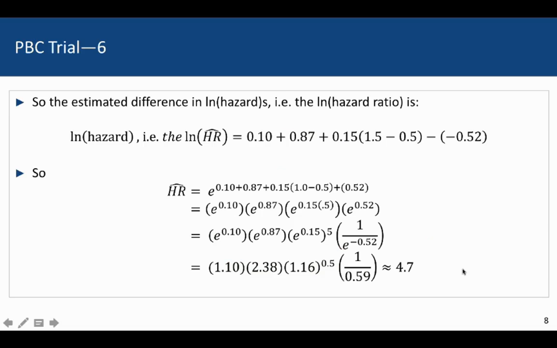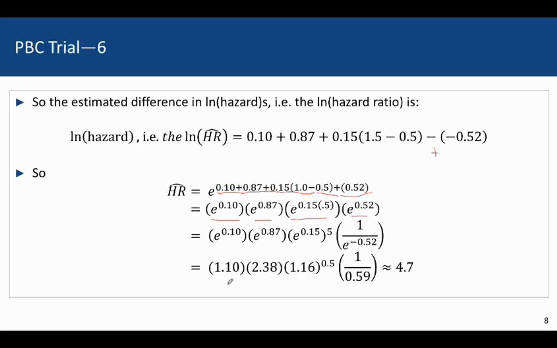So if we write this out piecewise and then exponentiate the sum, keeping that difference we saw before in its sum form and looking at each individual component piece, we get e to the 0.10 times e to the 0.87 times e to the 0.15 times 0.5 times e to the 0.52, because the negative 0.52 becomes a plus.